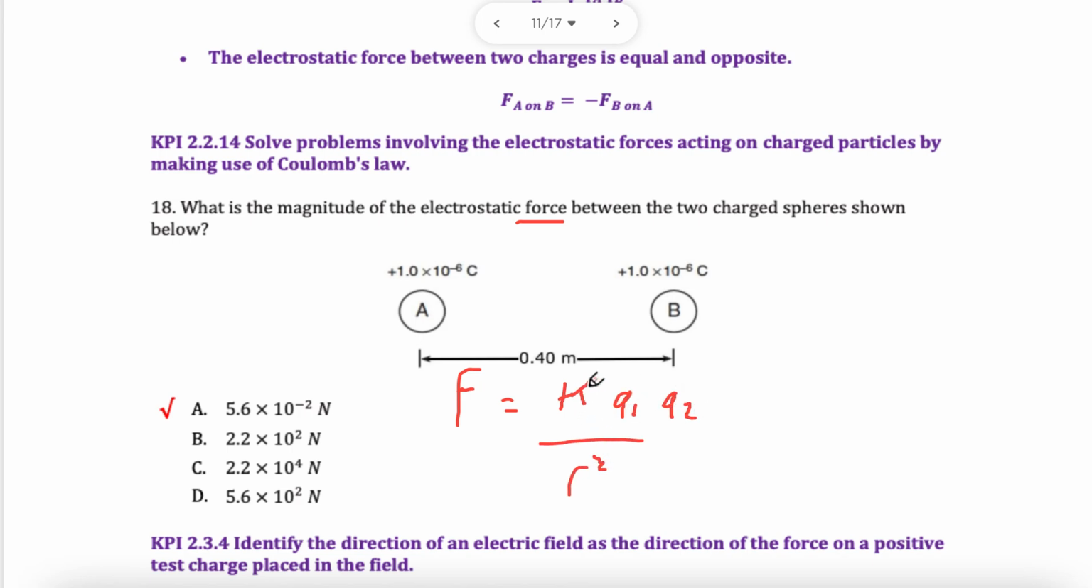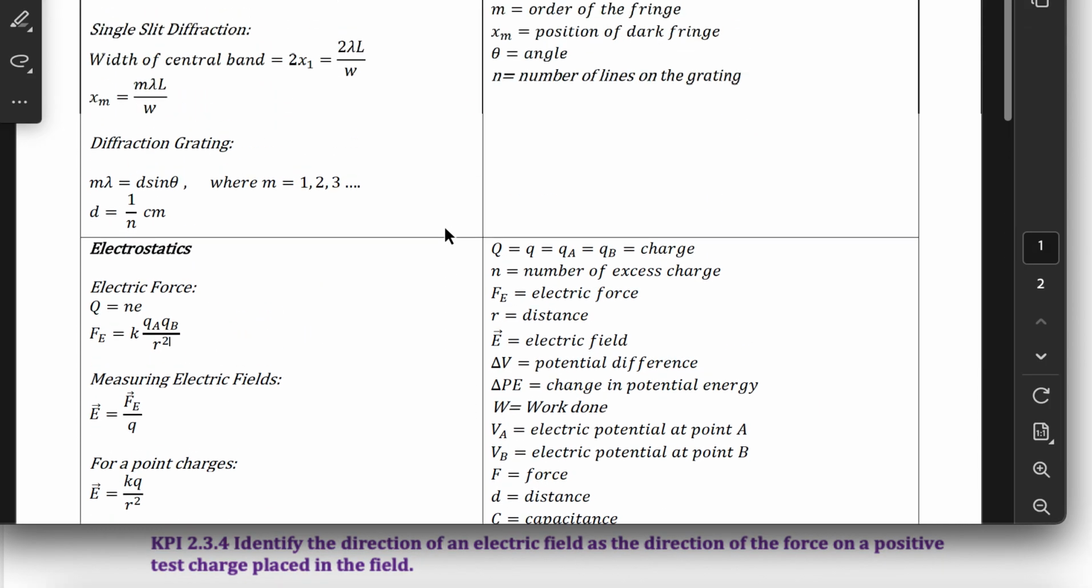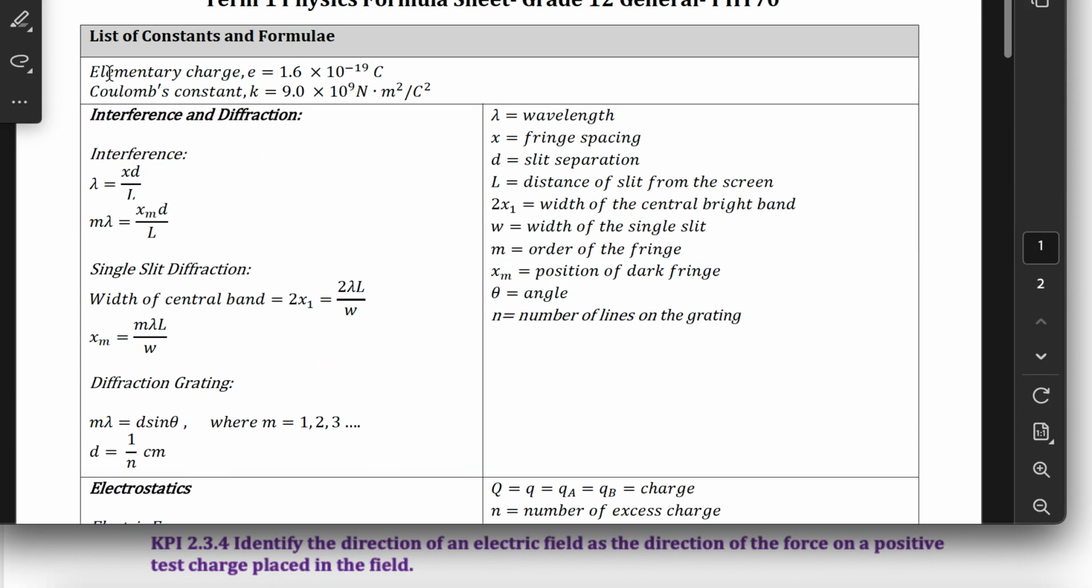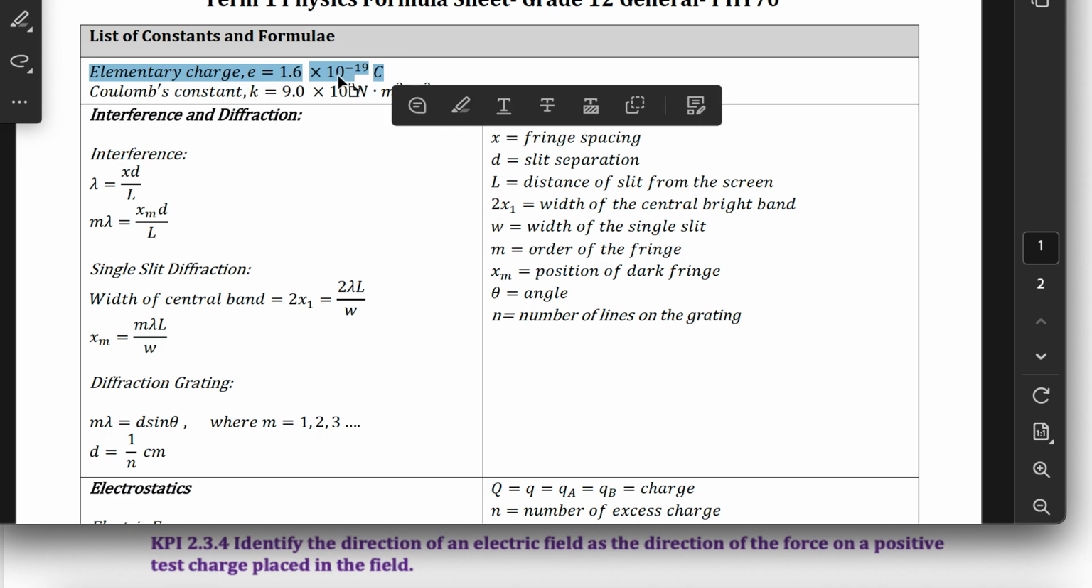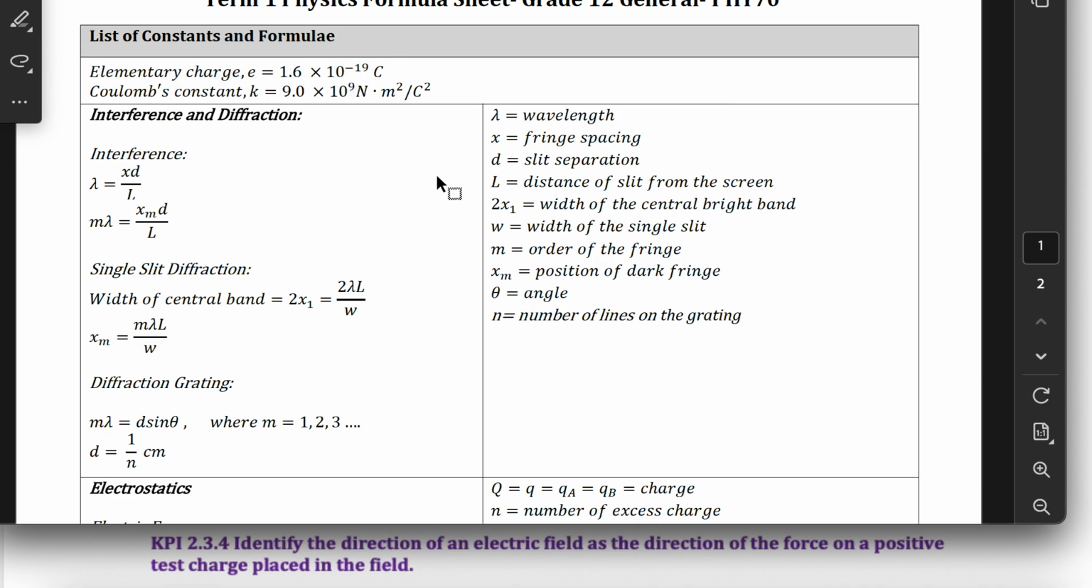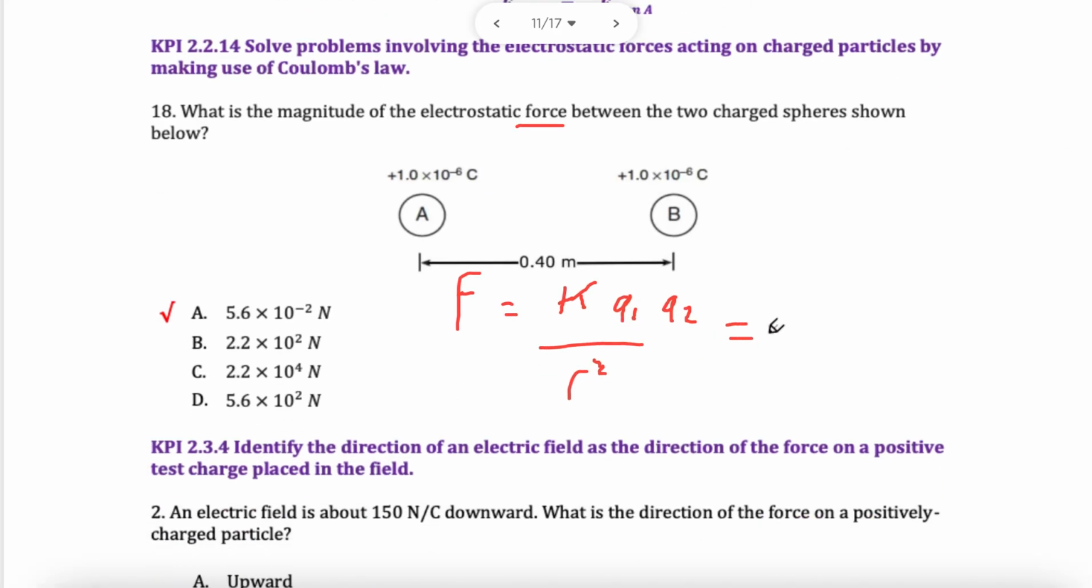Now, you might forget what K is. Not a problem. Scroll up, look at the formula sheet. Coulomb's constant is written there for you. Coulomb's constant is right here. Also, if you wanted to know the charge of an electron and you forgot, it's also here for you. So that's given to you. You don't have to memorize that number. Now, let's put the numbers in.